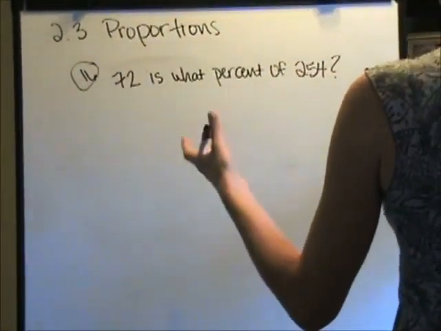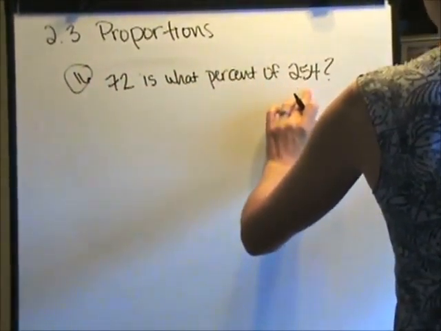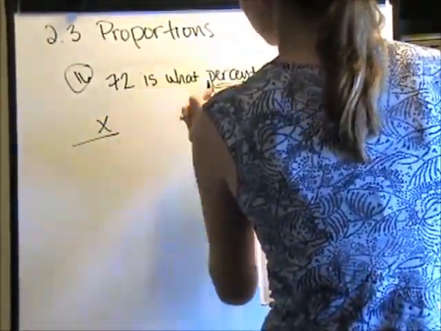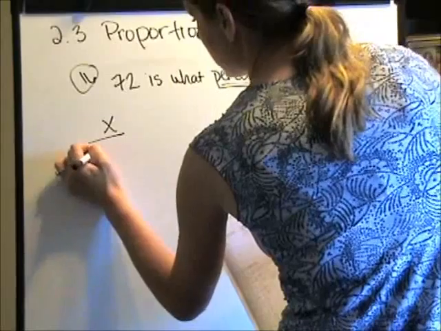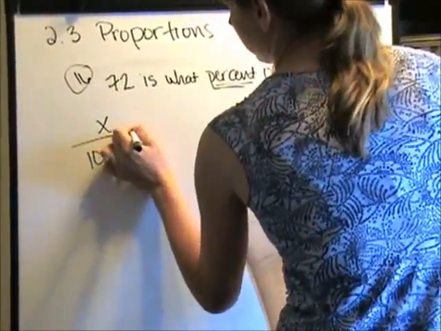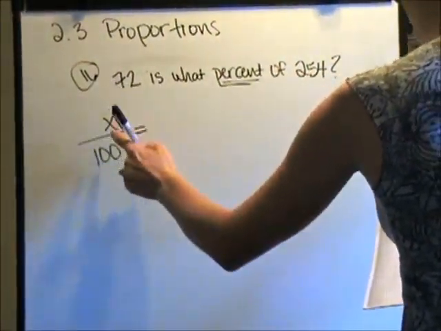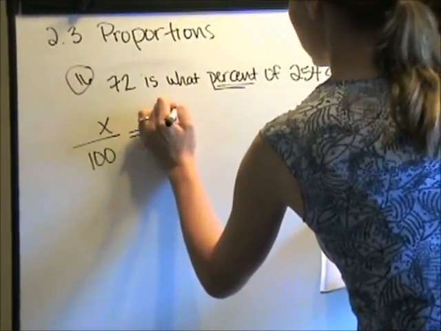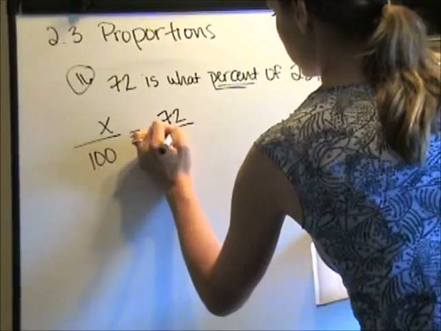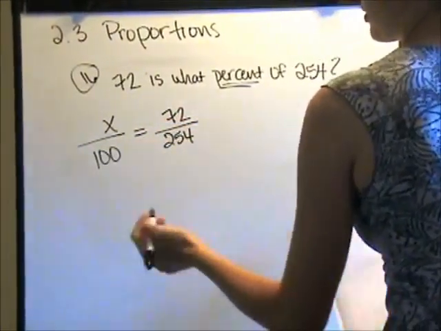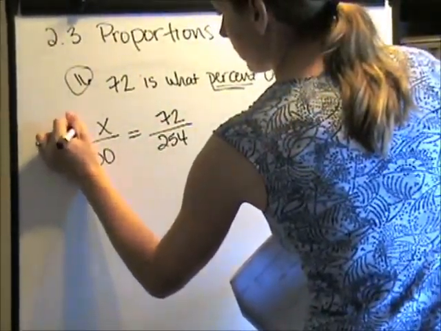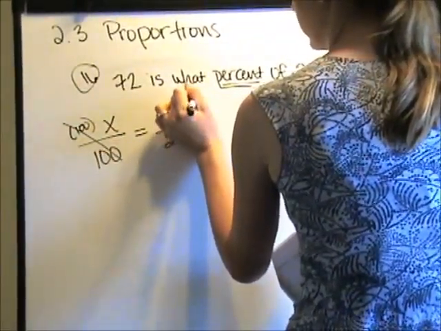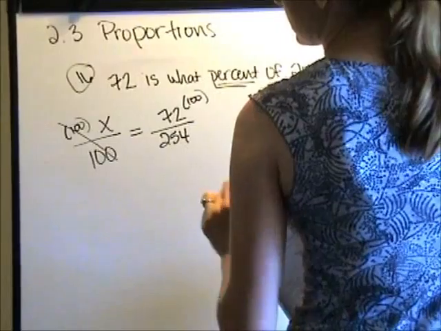Okay, so it doesn't have a percent, it just has two numbers. We're going to be solving for x because x is the percent that we're looking for. X is always going to be a percentage of 100%. So we know that we're going to have x over 100. And 72 is what percent of 254? So 254 is going to go on the bottom. We're going to multiply by 100 on this side as well to cancel these two out and isolate the variable.